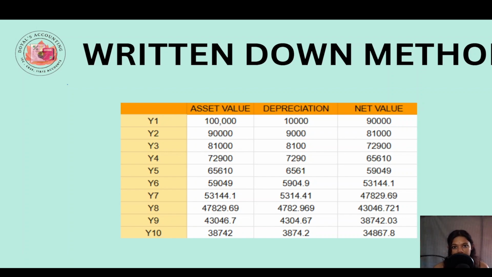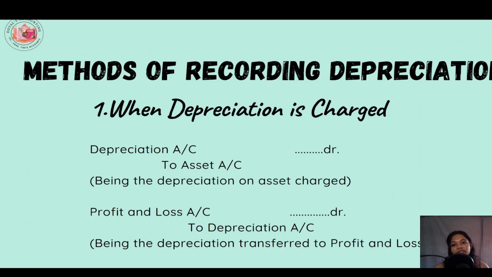Now that we have seen the different ways of calculating depreciation, let us see the two ways in which we can record depreciation in our accounting books, in our accounts. In the first method, we directly charge depreciation to the asset. In this method, depreciation is directly deducted from the asset value, and my journal entry would be depreciation account debit to asset account, being the depreciation charged on an asset.